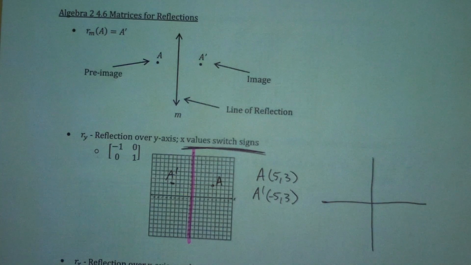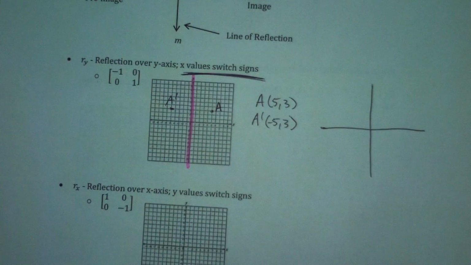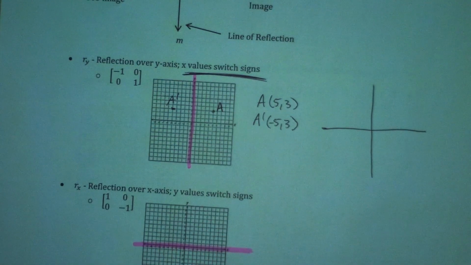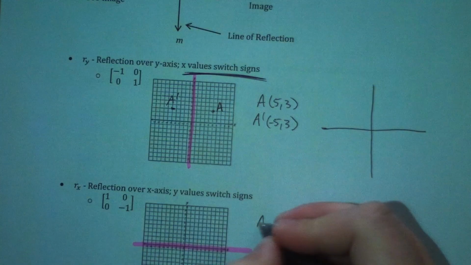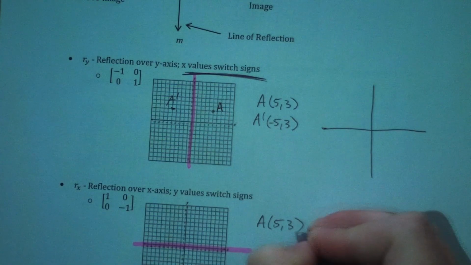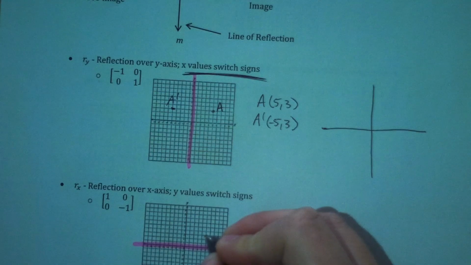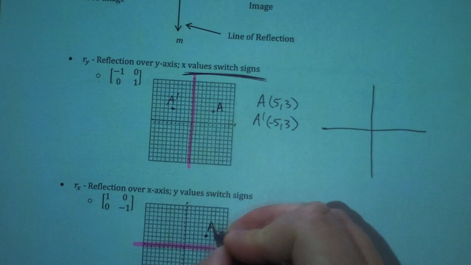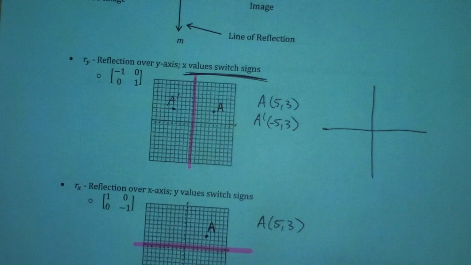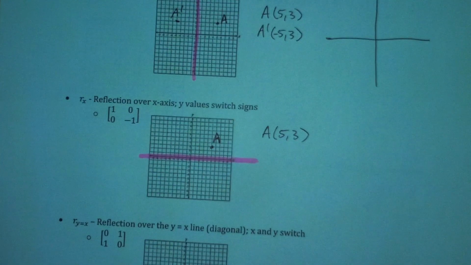Okay, next one here, flip over our x-axis. So we know our x-axis, that horizontal line going across there, right? I'm just going to keep the same point A as 5, 3. What's our ordered pair going to be if we took 5, 3 and flipped that over the line? Not negative 5, negative 3. It'd be 5, negative 3. So we're still going out 5 to the right, but instead of going up 3, we're going to go down 3.